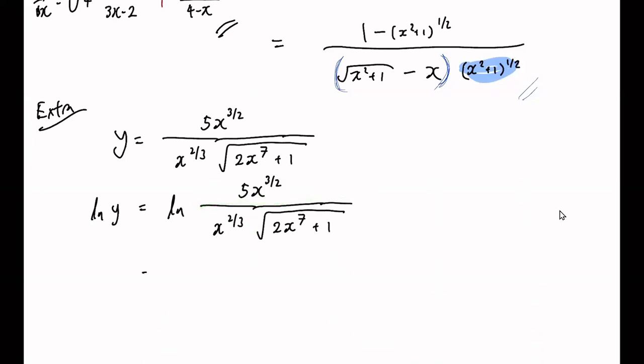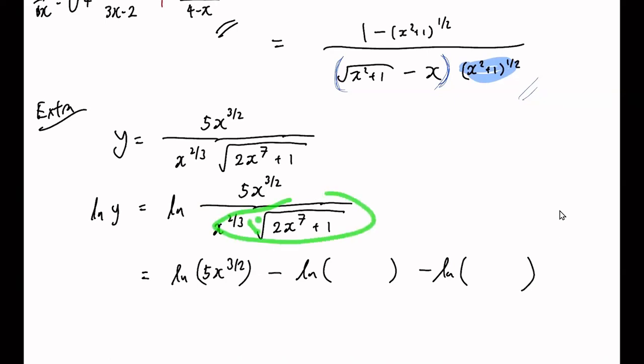What's so good about this is that we can now split it up using logarithms. I hope you know this trick. Numerators become positive. Denominators become negative. The denominator has a multiplication going on here, x power 2/3. So I can have x power 2/3 here, square root 2x power 7 plus 1 over there. Can you see that? I skipped a few steps for the logarithm rules. Is it clear to you? Do you want me to explain? No need. Okay, good.